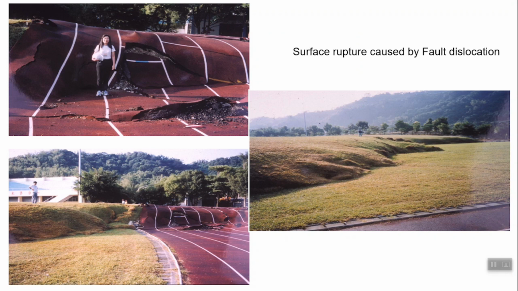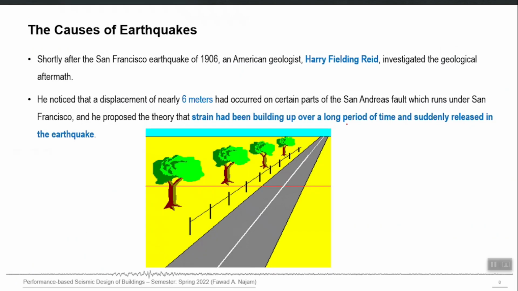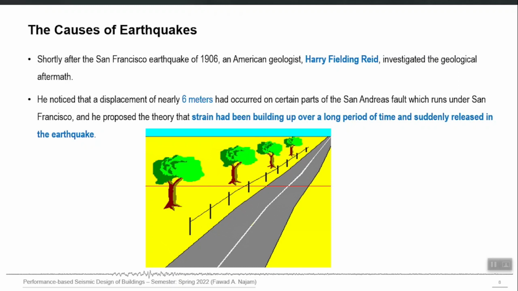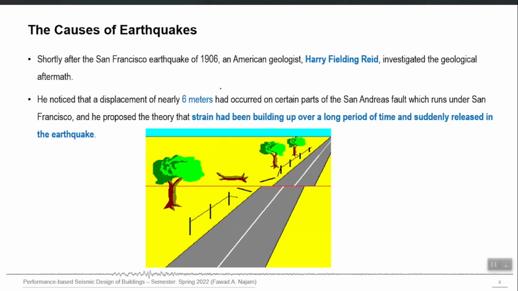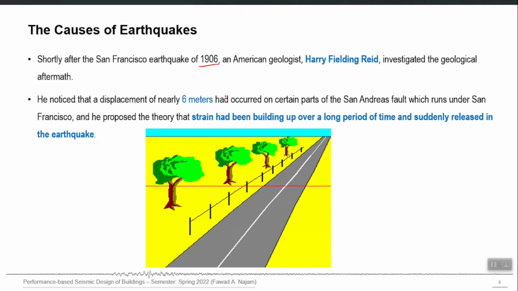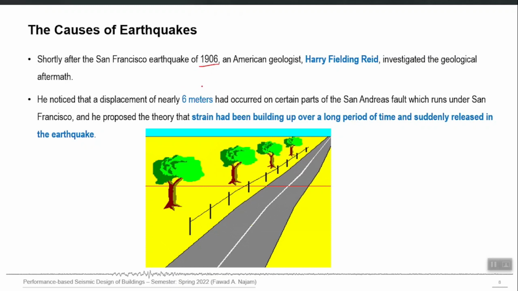You can see some other examples of surface deformations after an earthquake, right? So you can see one part lifted up from the other one, this one, right? So the second development which you can count in this series of developments was the 1906 San Francisco earthquake.